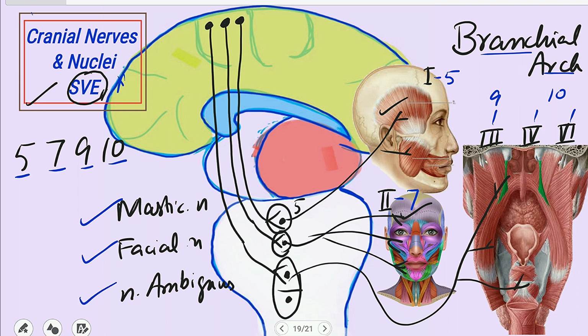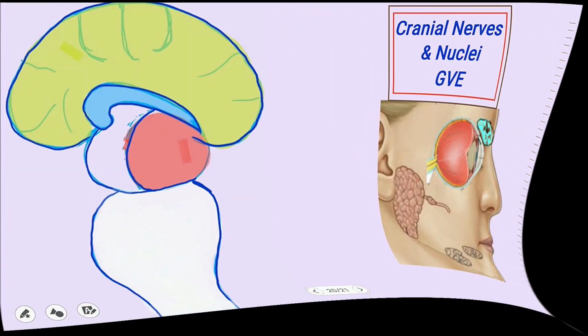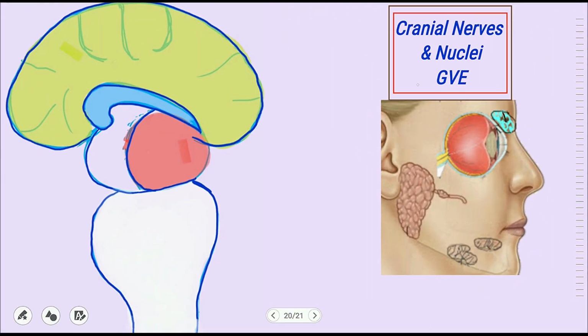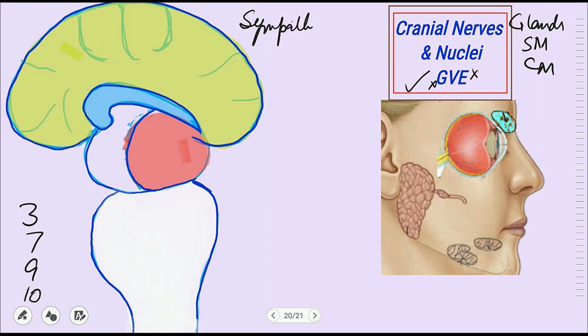We can say special visceral efferent component has three nuclei in the brainstem: masticatory nucleus, facial nucleus and the nucleus ambiguus. Now I'll talk about the cranial nerves and nuclei that deal with the general visceral efferent component. These cranial nerves are cranial nerve number 3, 7, 9 and 10. The general visceral efferent component deals with the involuntary effectors, that is the viscera, which include glands, smooth muscle and the cardiac muscle. General visceral efferent component has two divisions, a sympathetic division and a parasympathetic division.